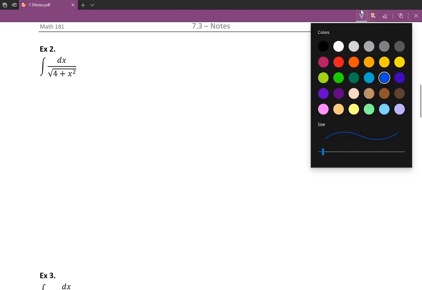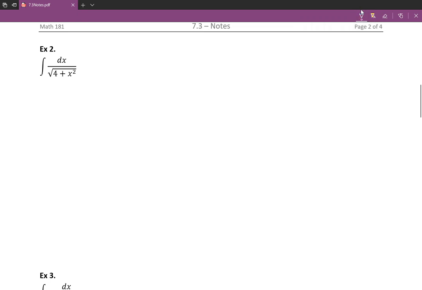So let's go ahead and use tangent. We're going to let x equal the square root of 4, which is 2 tangent theta. Our dx will be 2 secant squared theta d theta. Remember, the derivative of tangent theta is secant squared theta. And the restriction we're going to use for tangent is between negative pi over 2 and pi over 2. That'll make tangent 1 to 1.